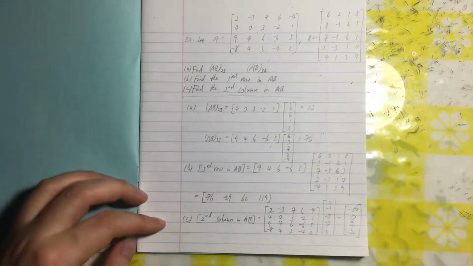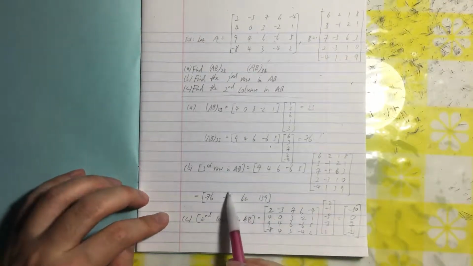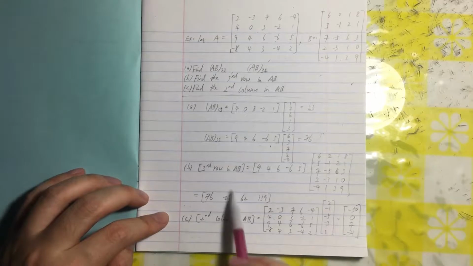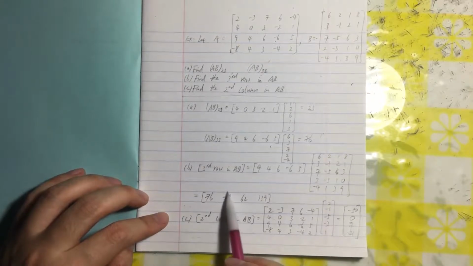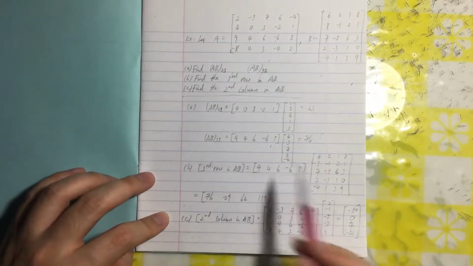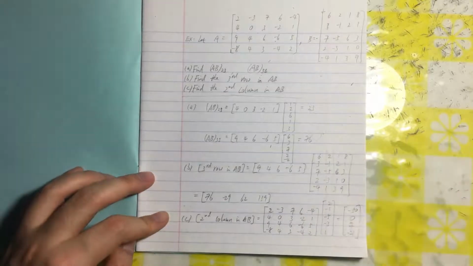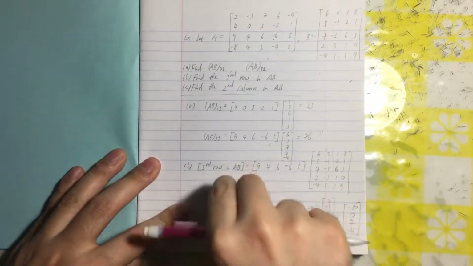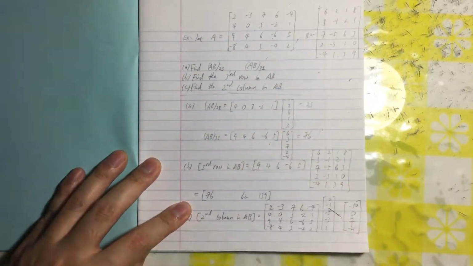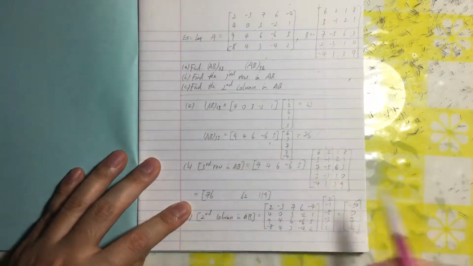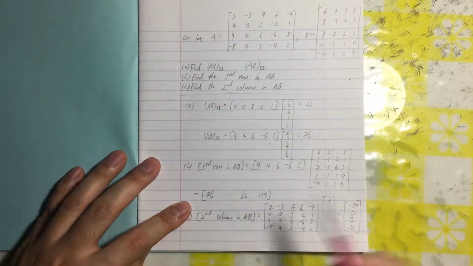I think there's a mistake here. In part B, the second entry here must be 7. Take this row times second column. Let's do it again. It doesn't match here. It must be 7.